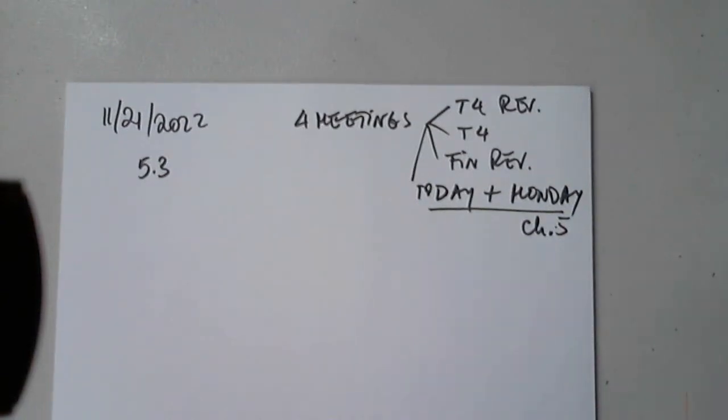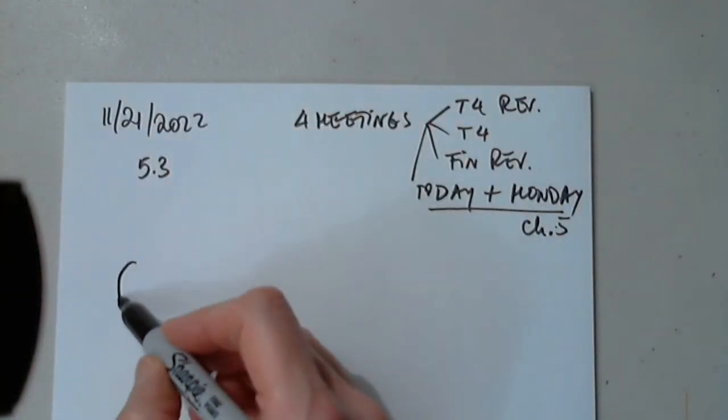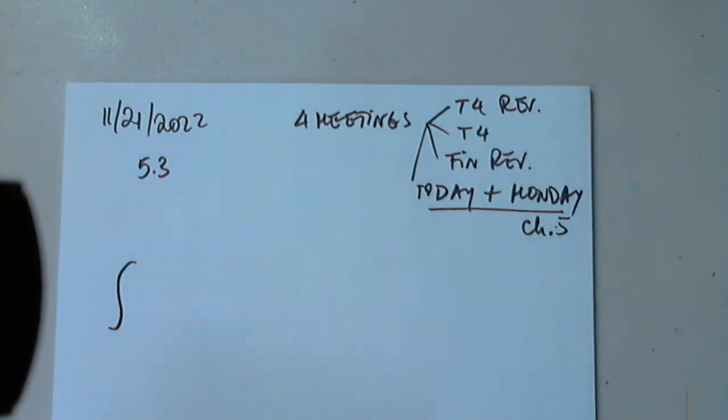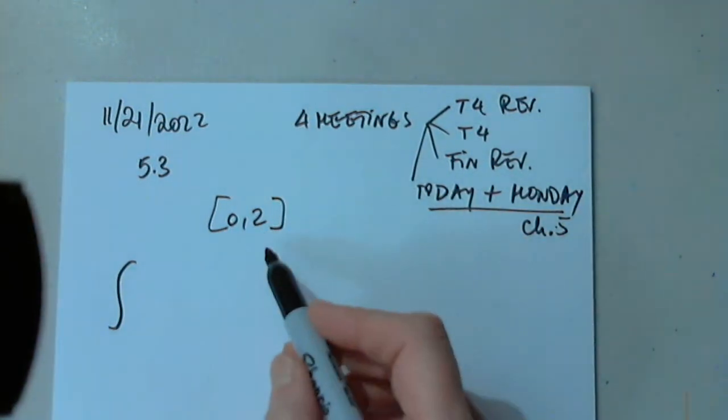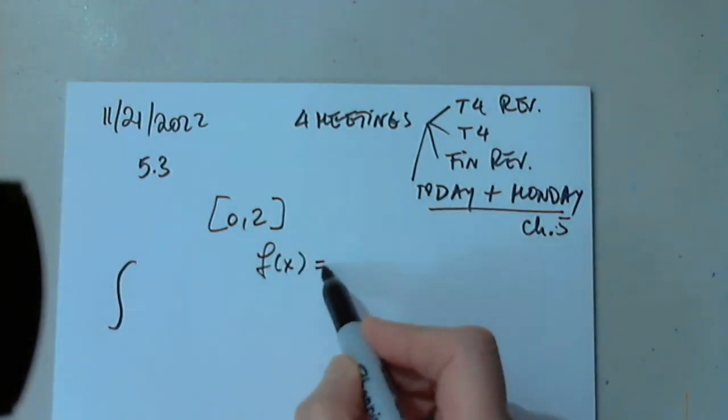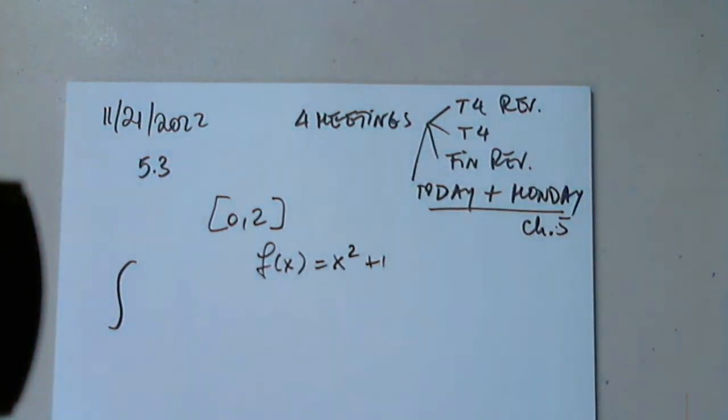Okay, so we had that function. I shouldn't start with an integral, but let me just copy what we had. What was it? Our function was, did I choose 0? Yeah, I chose 0 to 2. So as a continuation from last time, I had f of x was x squared plus 1.